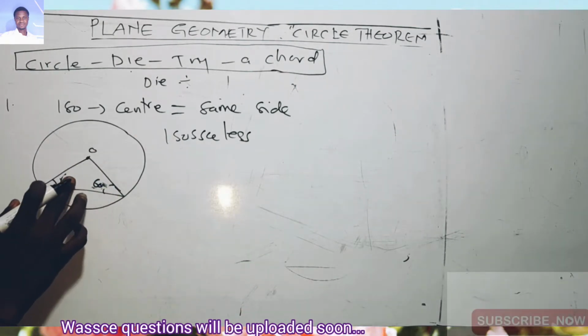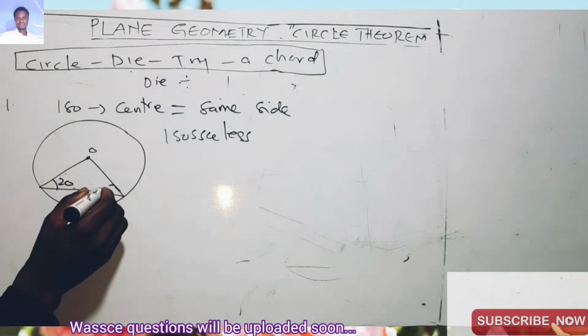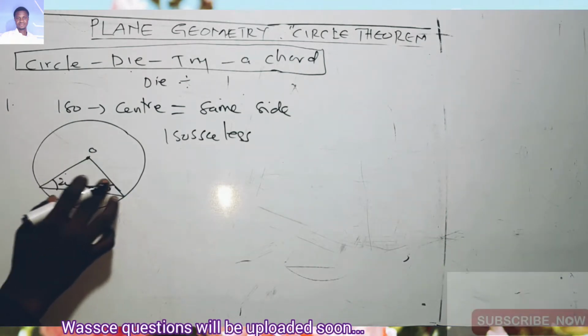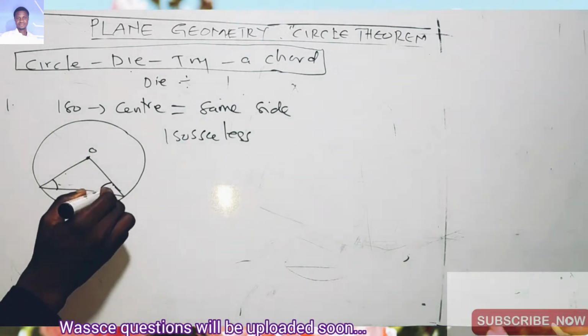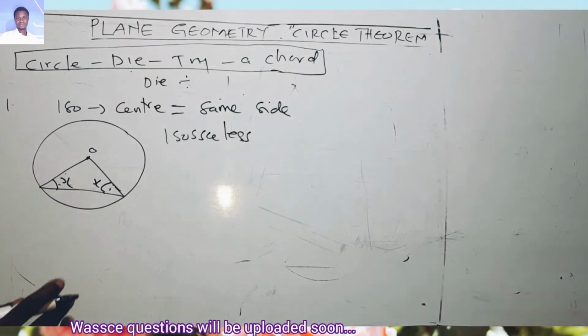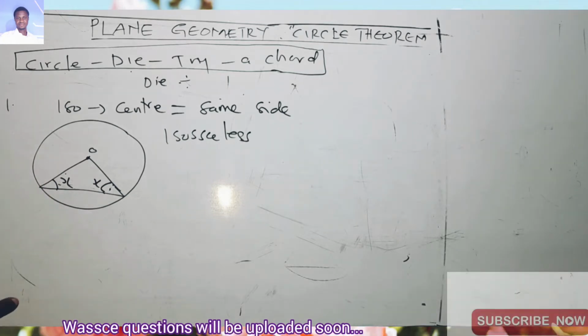So first, if they ask you to find this particular angle, and here is 20 degrees, what will it be? It will also be 20 degrees because it is an isosceles triangle. If here is x, so if you are trying to solve a question, you put x here. You can also put x here and you get your value. Is that okay? So that is one thing you want to know about this particular one.